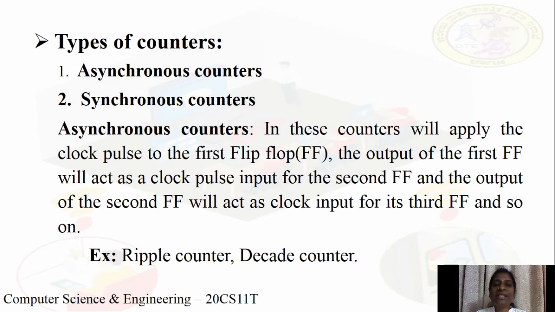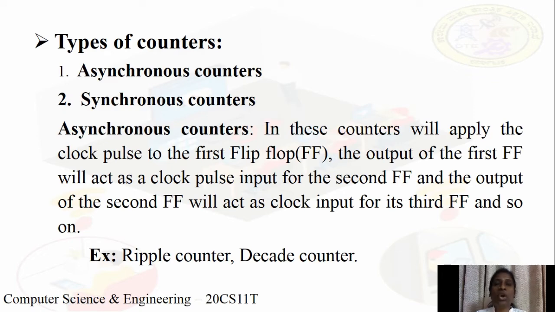Next, we'll see the types of counters. There are two types of counters. One is the asynchronous counter, another one is the synchronous counter. First, we'll see the asynchronous counters. In these asynchronous counters, the clock pulse will be applied to the first flip-flop. We will apply the clock pulse to only the first flip-flop.